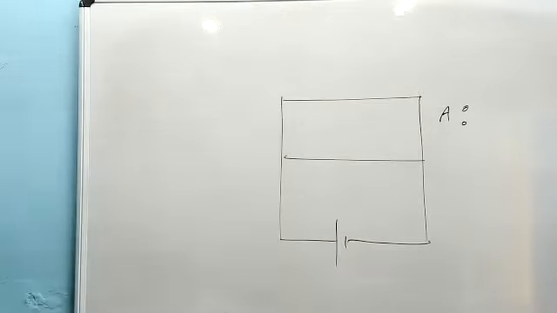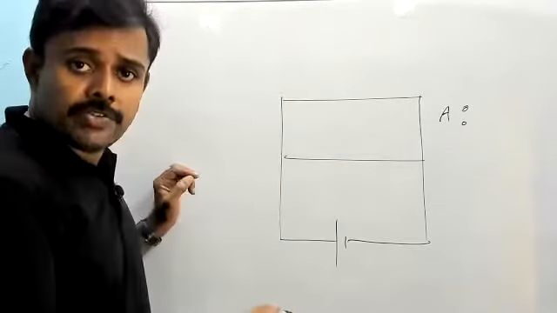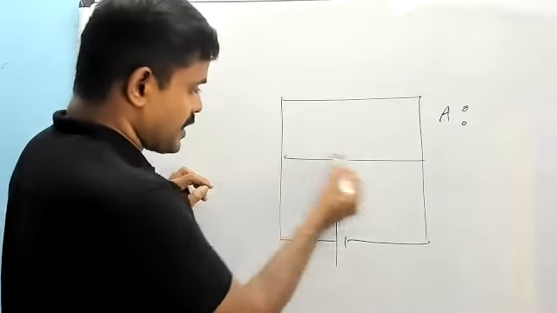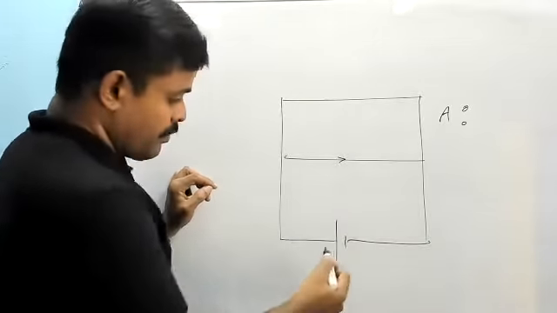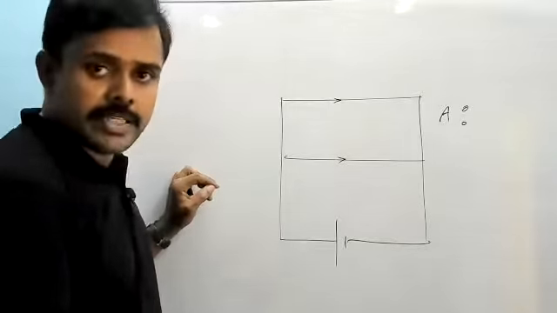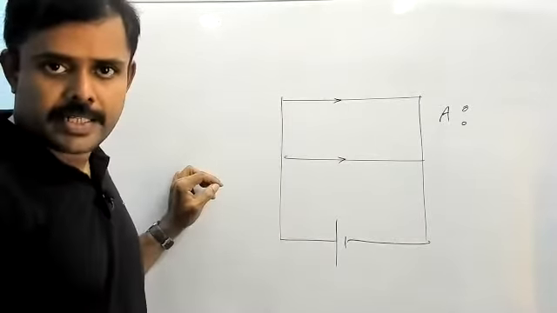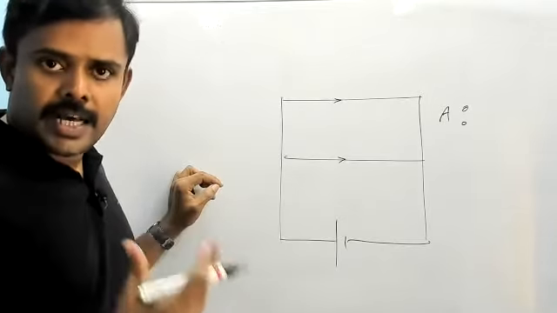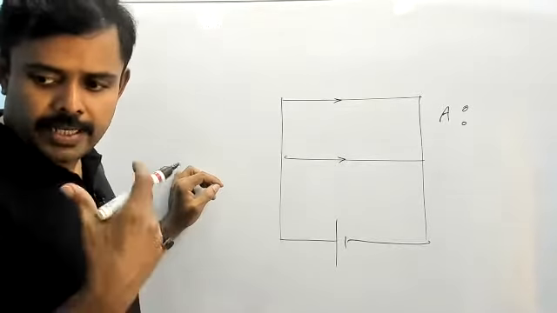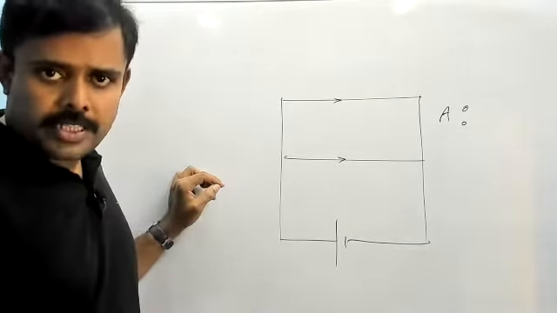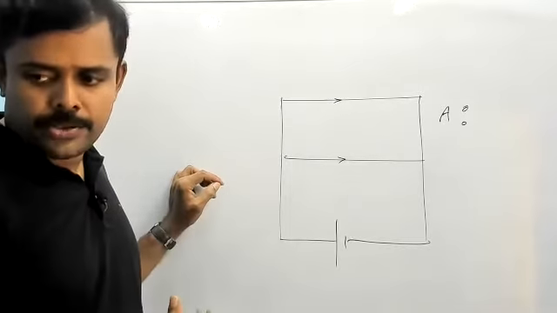Let us see if it is correct or not. Look at this. What is the direction of current? From positive to negative, this is the direction of current. These are like currents, right? Like charges repel, like poles repel, but like currents attract. Do you remember?